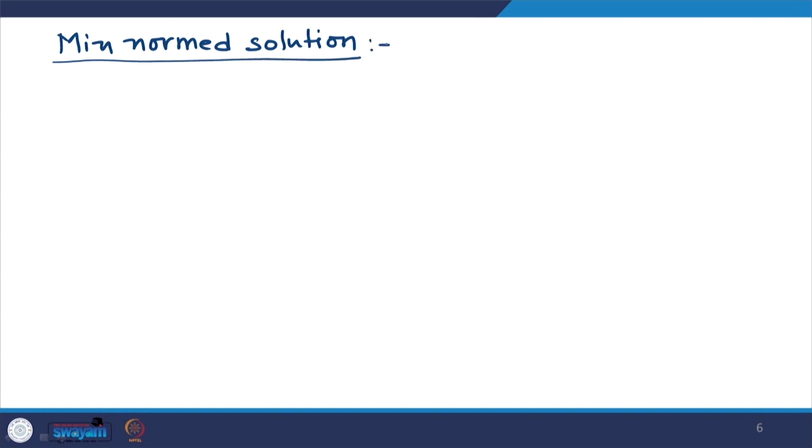So, mathematically how can we pose this problem? We have to find x which minimizes the norm of x subject to Ax equals b, so that it should be a solution of this linear system. This linear system will have infinitely many solutions, so out of those I am interested in the solution which has the minimum norm.